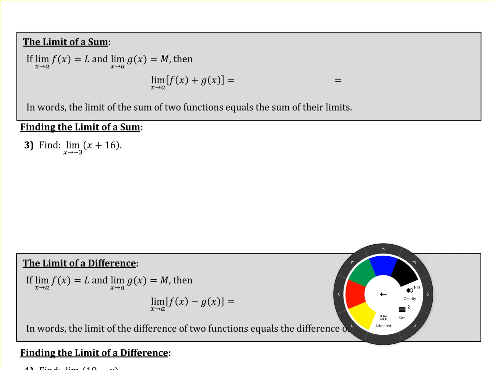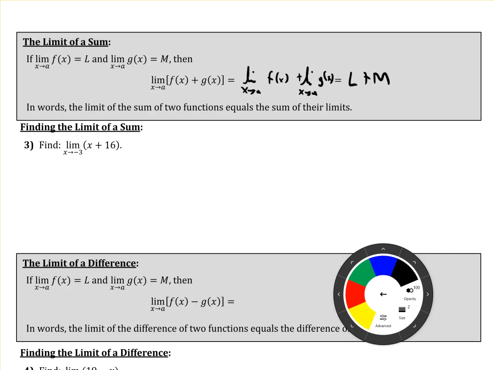So the limit as x goes to a of f of x equals L, and the limit as x goes to a of g of x equals M. Then this limit is equal to the limit as x goes to a of f of x plus the limit as x goes to a of g of x, which, the first one is L, and the second one is M, so it's L plus M. So the limit of the sum is the sum of the limits, is basically what this one says.